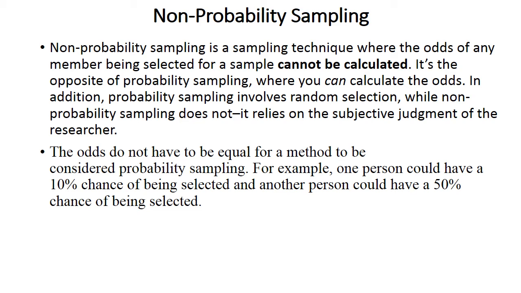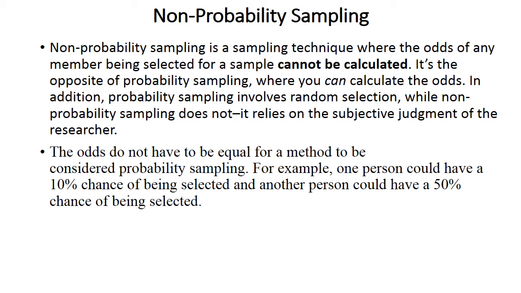There are various types of non-random sampling, like quota, convenience, and judgment sampling, which I will be discussing in later slides. So, non-probability sampling is a sampling where the odds of any member being selected for a sample cannot be calculated. It is the opposite of probability sampling, where you can calculate the odds. In addition, probability sampling involves random selection, while non-probability sampling does not. It relies on the subjective sampling of the researcher.